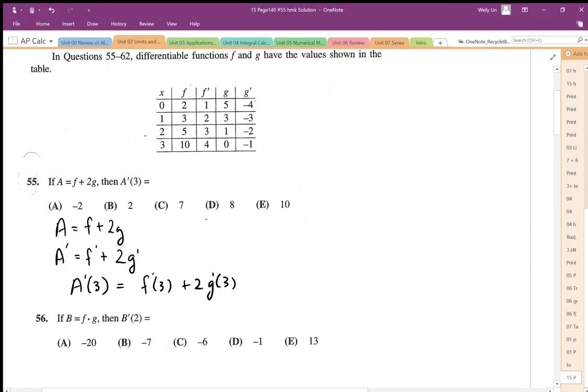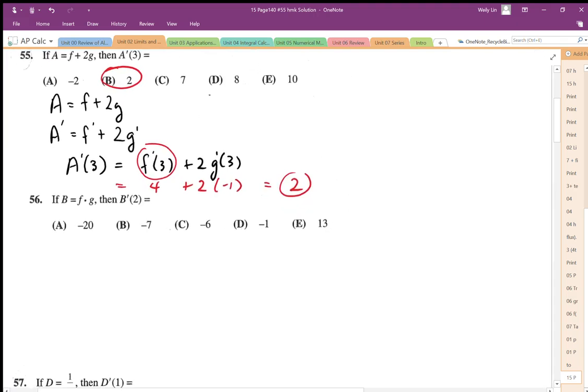Well, I can go to my table for that. F prime at x equals 3 is equal to 4. So that's going to be equal to 4 plus 2 times g prime. There's my g prime. At x equals 3, g prime is equal to negative 1. So then my derivative is equal to 2. So my slope is 2 at x equals 3 for that a function.